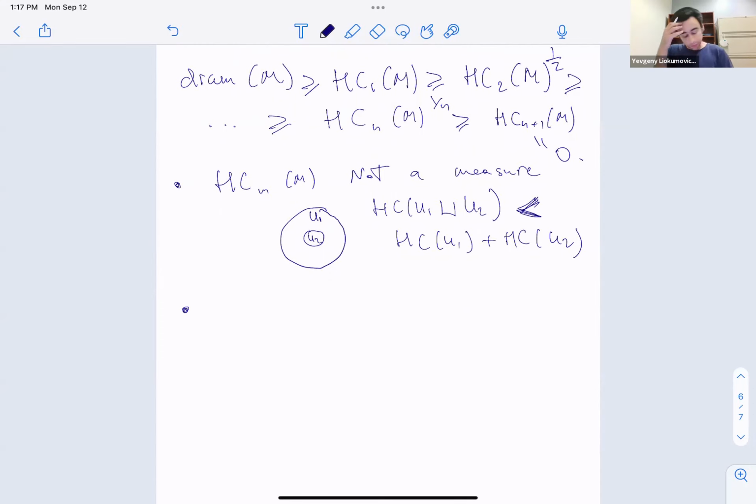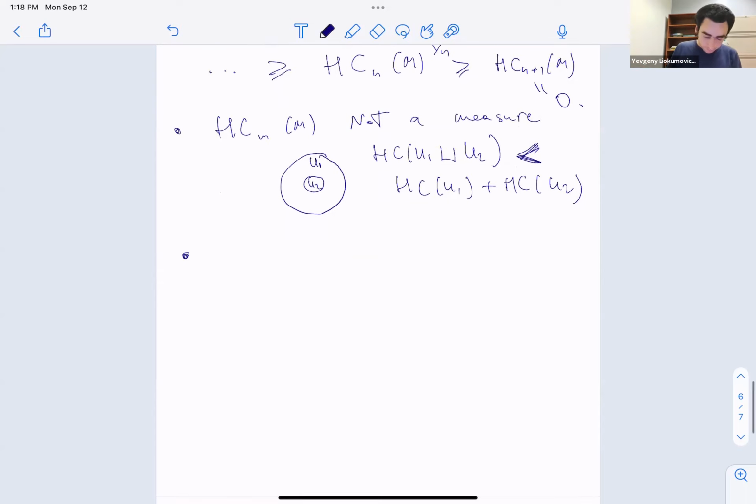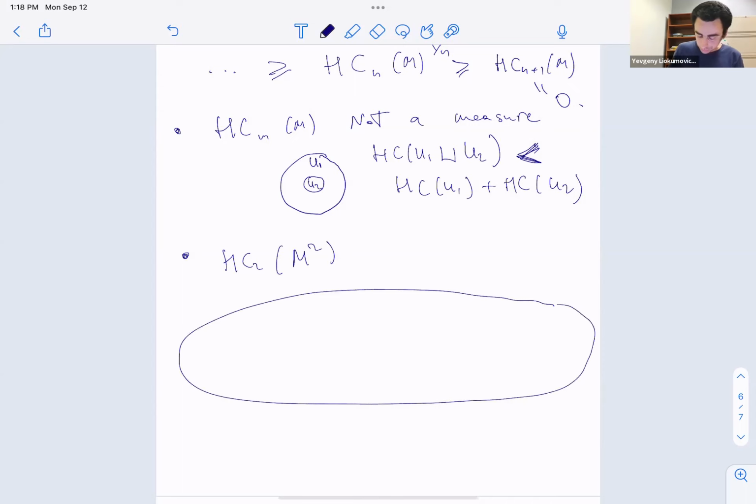The reason why we would want to use Hausdorff content is because it ignores what's happening on the small scale. So it is very convenient to use it if you have a lot of wrinkling on a small scale. So let me give you an example. For example, we want to look at the two-dimensional Hausdorff content of a surface. And the surface looks like a torus, which is very, very thin.